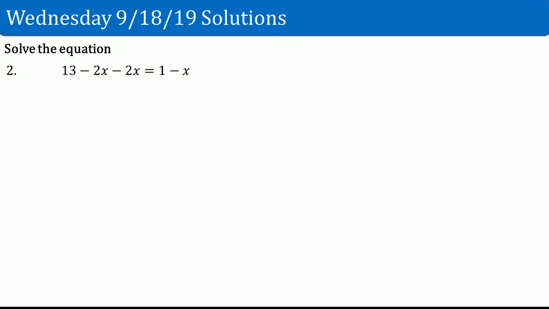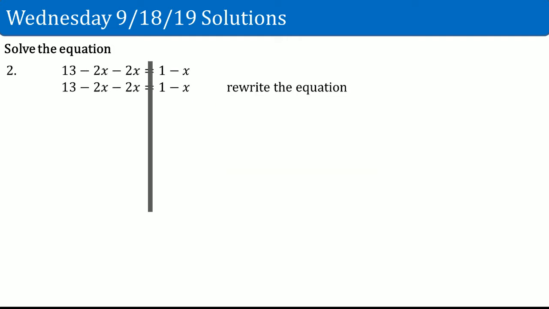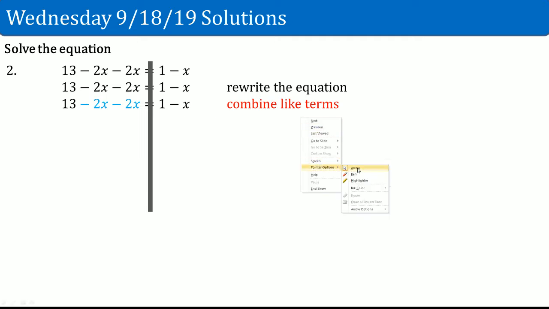Good. 2. Rewrite the equation and draw the line straight down. There are some like terms that I see on the left hand side. I see a negative 2 and a negative 2. So combine those like terms. Okay. If you do not know how to do it, let me just write what is negative 2 minus 2 in your calculator. Plug in your calculator. Should get you negative 4.